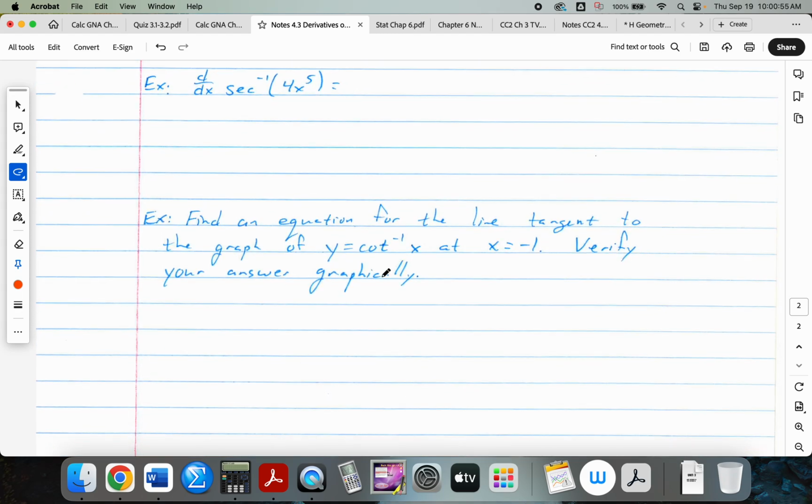All right, let's try this one. The derivative with respect to x of the secant inverse of 4x to the 5th. So we'll start with the secant inverse part. That'll be 1 over the absolute value of whatever the something is, so that's 4x to the 5th, times the square root of whatever that something is, 4x to the 5th squared minus 1, times, because of the chain rule, the derivative of 4x to the 5th, which is 20x to the 4th.